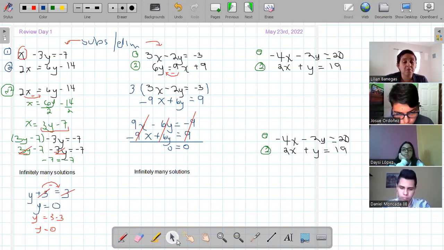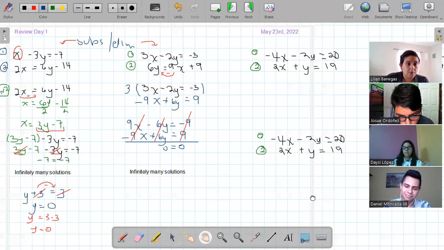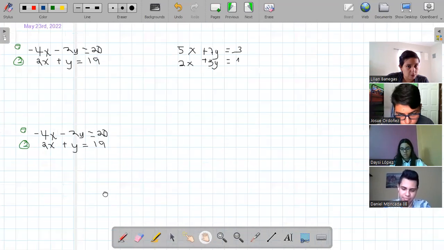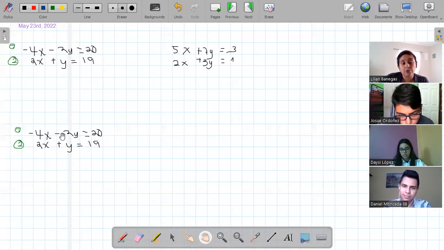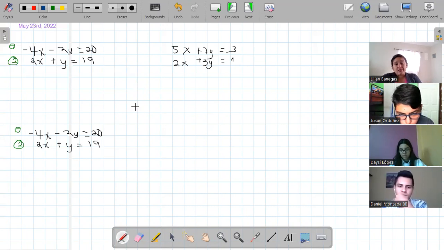No? Okay, I'm going to move this so we can have both exercises that we haven't seen yet visible. So I'm going to move this all the way to here. Now, remember, I told you we are going to solve the same exercise with both methods. I'm going to start over here with elimination. I got negative 4x minus 2y equals 20, and 2x plus y equals 19. So I identified already equation 1 and equation 2. This is going to be solved by elimination.